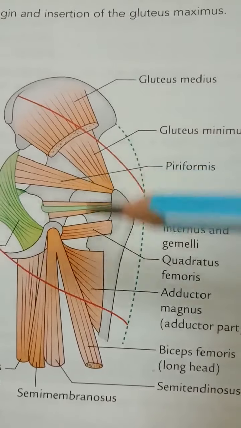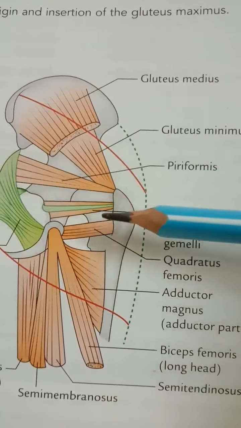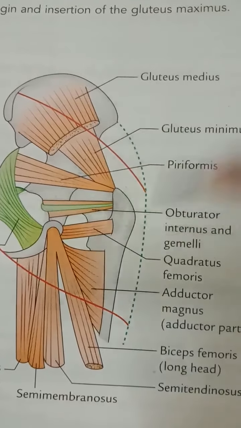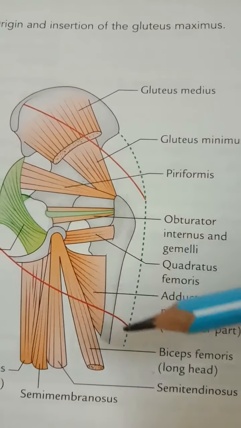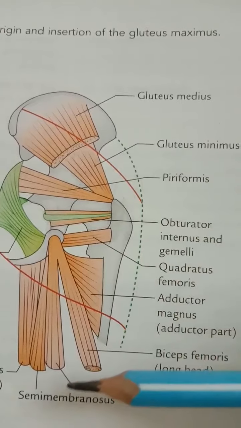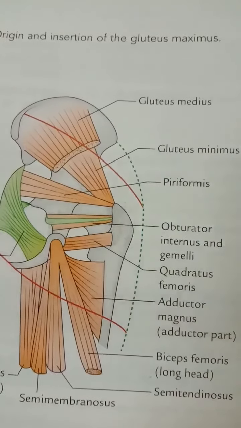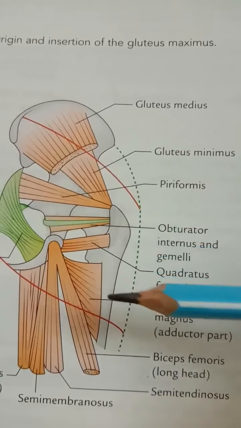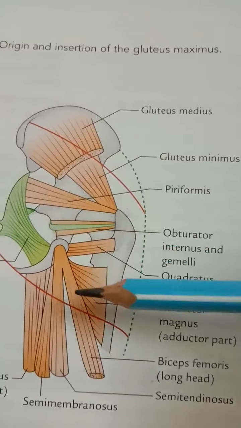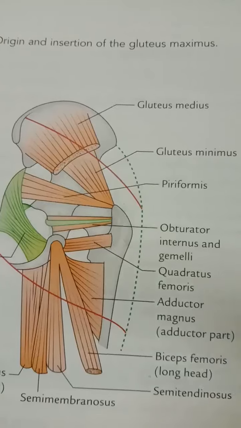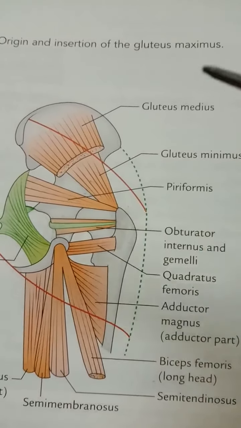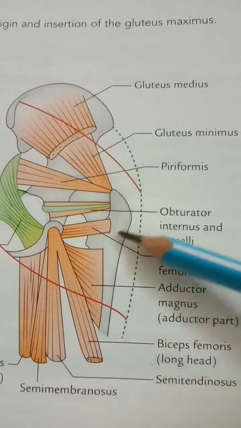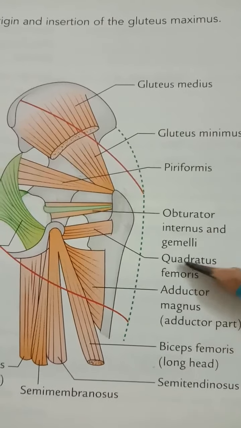Then that is the nerve supply. The nerve supply of the obturator internus is the nerve to the obturator internus, that means L5, S1 and S2. And the action of this muscle is lateral rotation of the thigh at the hip joint. Then the quadratus femoris. So here you can see this one, the quadratus femoris.